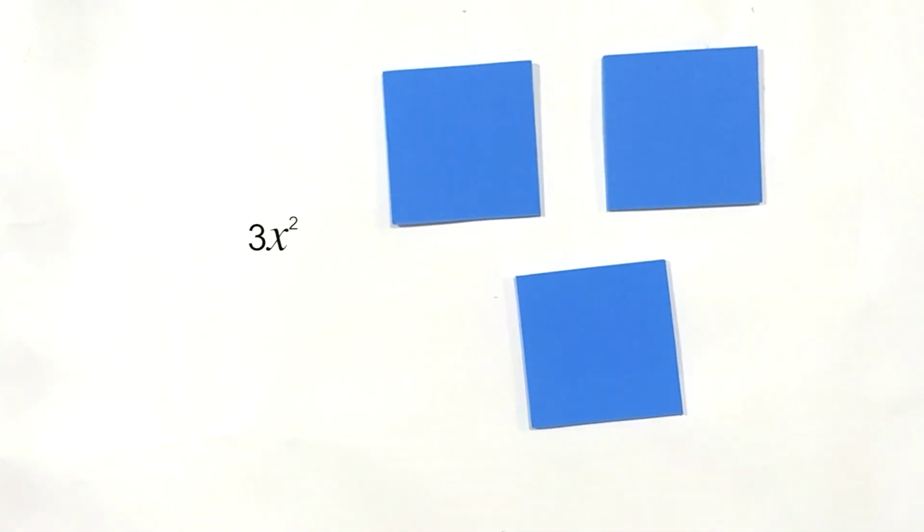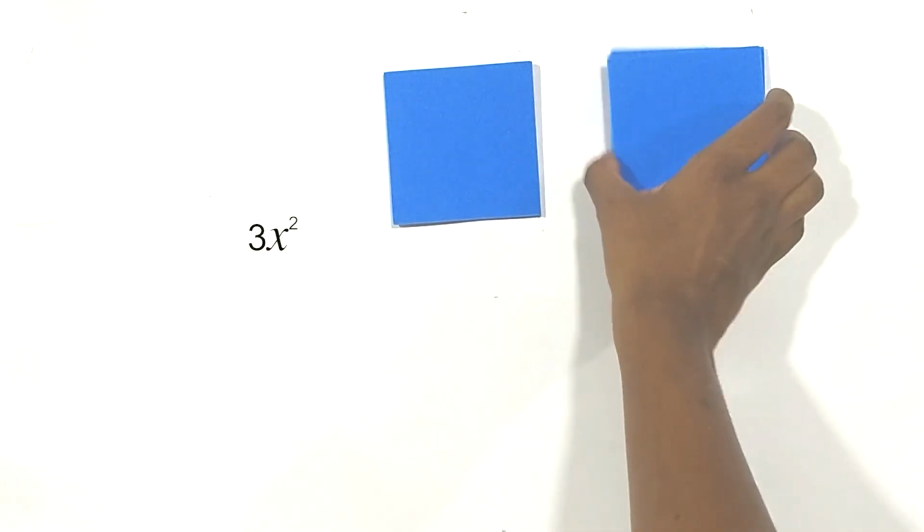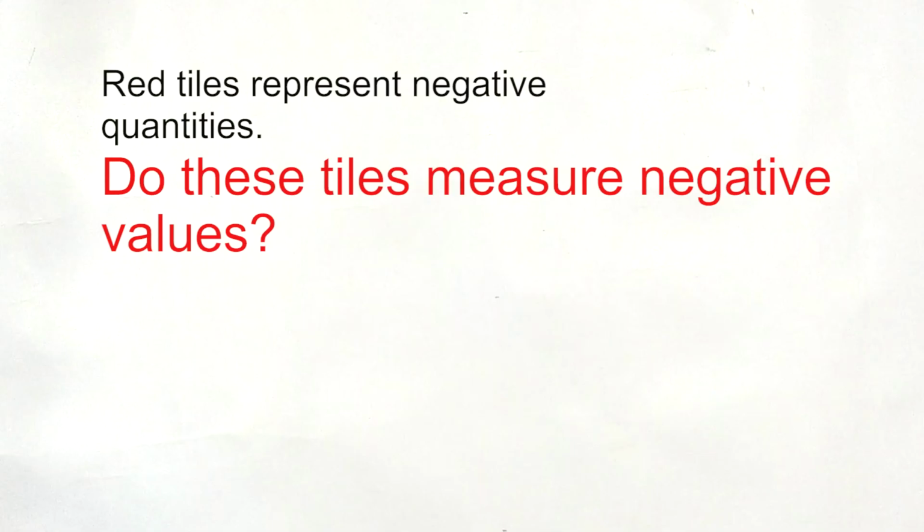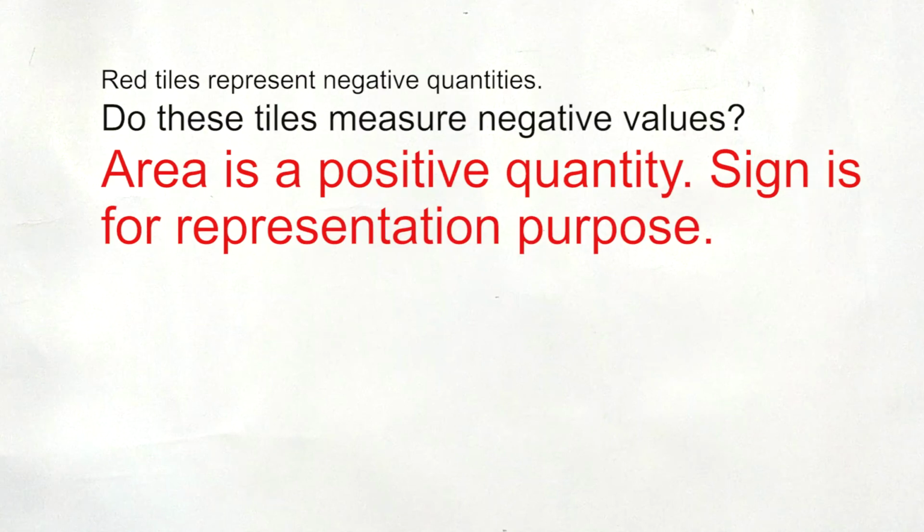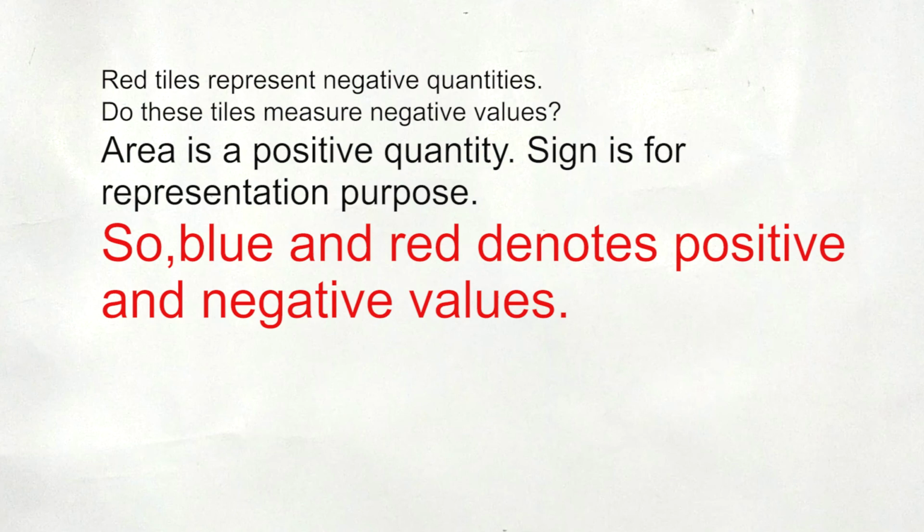We've so far discussed the blue colored tiles. As we saw before, red tiles represent negative quantities. Does that mean these tiles measure negative values? What does it mean really for the area of a shape to be negative? Well, area is a positive quantity, of course. So the positive or negative sign is just assigned for representation purposes. And this is done with the help of two different colors, blue and red.